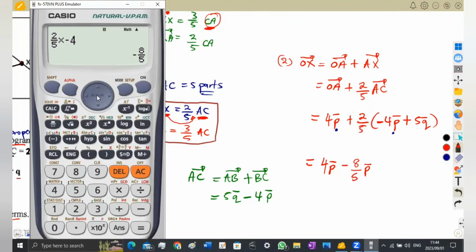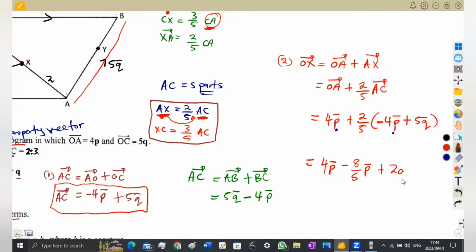So it's going to be 2/5 this time times a 5. If you multiply by 5, that will be a positive 2. So we are going to obtain 2Q in this case.